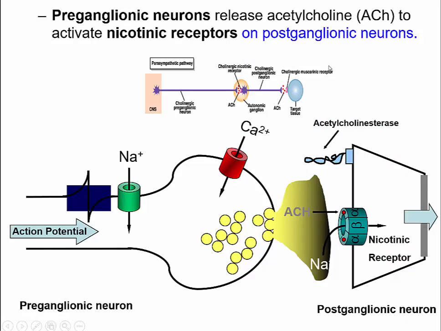When you look at the parasympathetic nervous system, the preganglionic neurons release acetylcholine as their neurotransmitter, and it's going to activate those nicotinic receptors on that postganglionic neuron. Just like we talked about before, an action potential is going to come down the preganglionic. Sodium's going to come in. It's going to raise the membrane potential to activate voltage-gated calcium channels. Calcium comes in, stimulates the release of vesicles containing acetylcholine. The acetylcholine is going to go across the synaptic cleft and bind to nicotinic acetylcholine receptors on that postganglionic neuron. Acetylcholine esterase breaks down the acetylcholine.